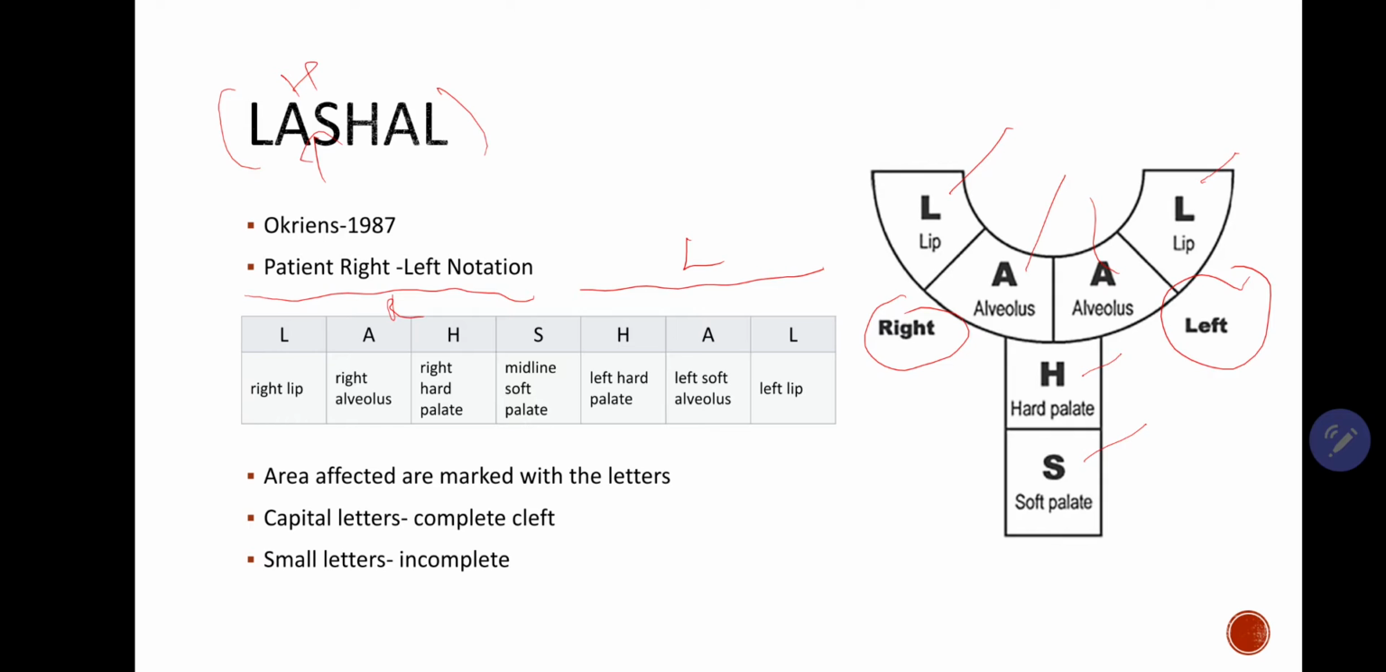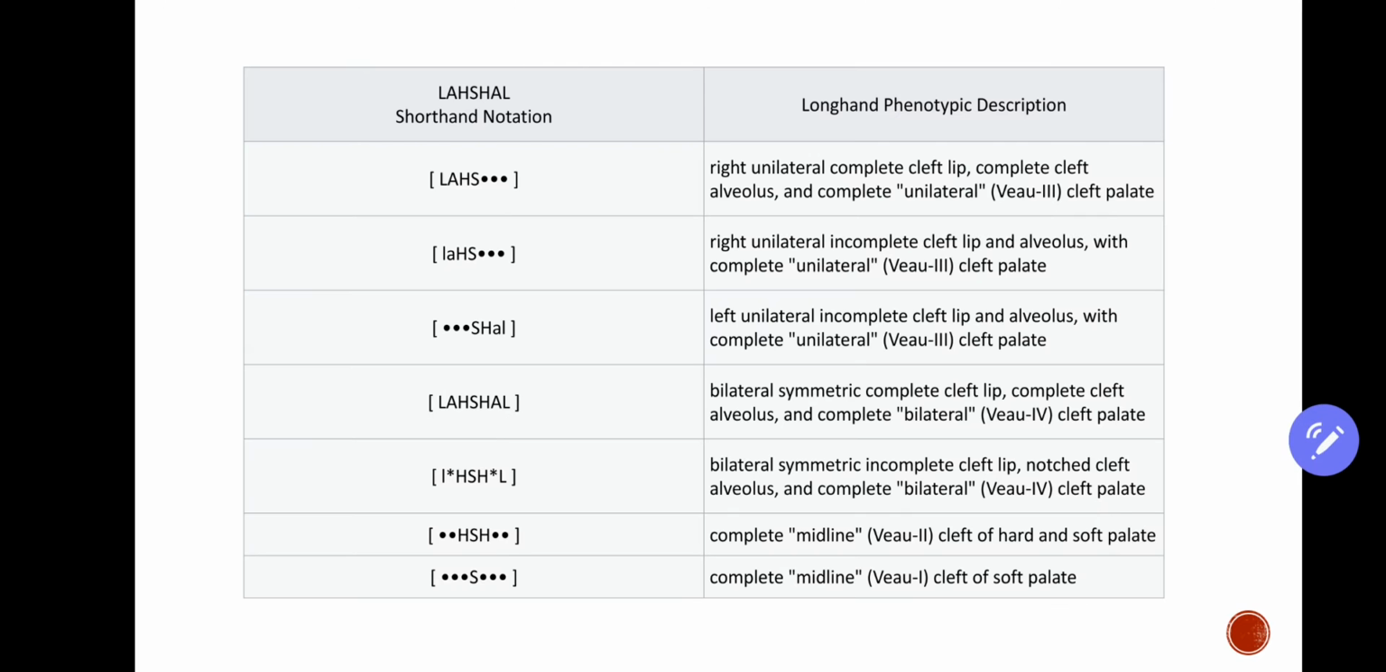Another two points which have to be noted in this classification are that we have capital letters as well as small letters. If they are capital, then the cleft lip or palate is complete. If they are small letters, the cleft lip and palate are incomplete. This classification was first given by Kernahan in 1987. You can see some examples in the next slide.